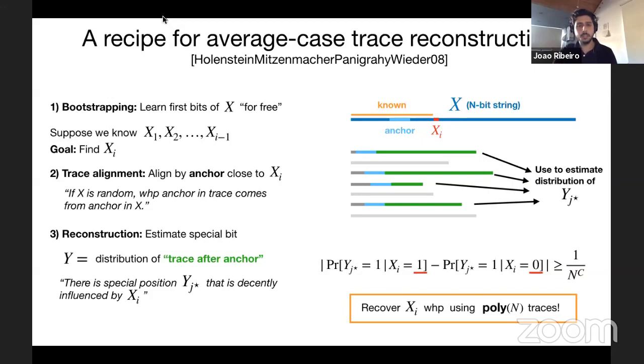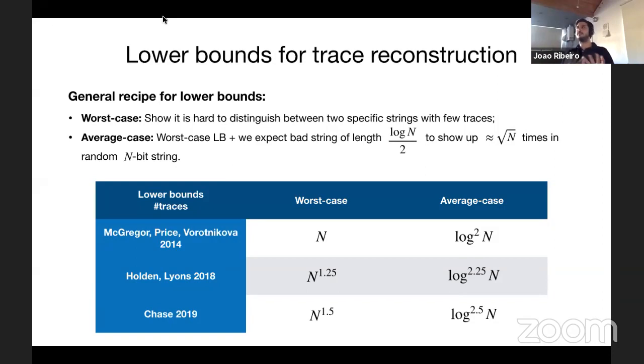Moving on, I just want to say something about lower bounds. We've been talking about upper bounds for trace reconstruction, and lower bounds are a notoriously difficult subject in many parts of information theory and also computer science, and here it's no different really. As you can see, we have here a list of the lower bounds for both worst case and average case. And you see that there's a big gap between the upper bounds and the lower bounds.